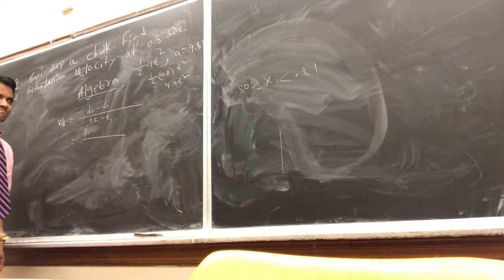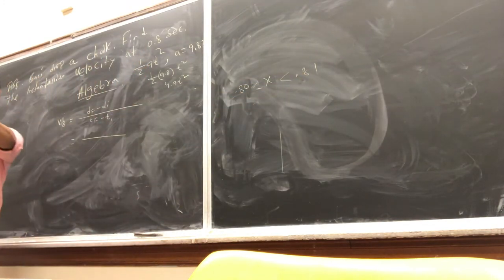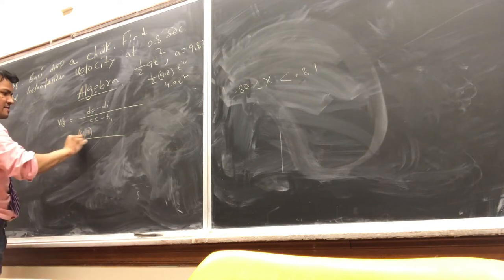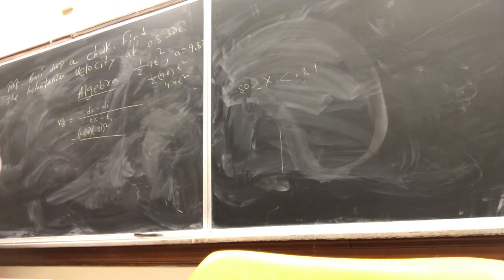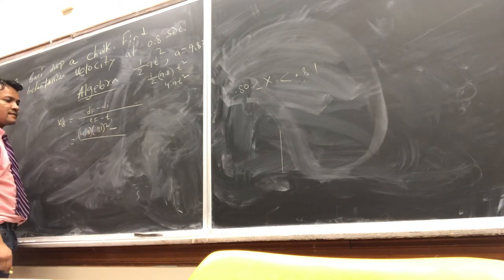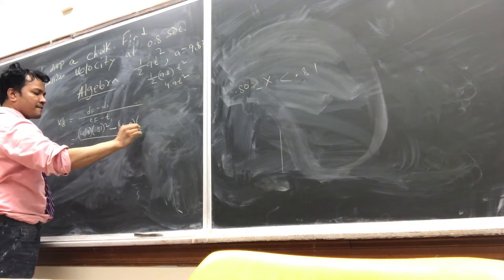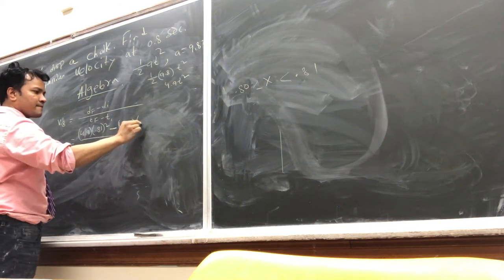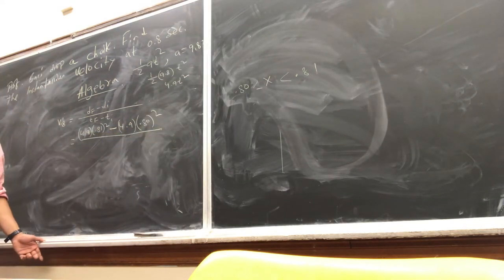So d final. D final is what? D final is 0.81 in the function. So 4.9 times 0.81 squared. Does that make sense? Minus what? You tell me, what should I write? 4.9 by 0.8 squared. Okay, great. On the bottom, what should I write? T final minus t initial.